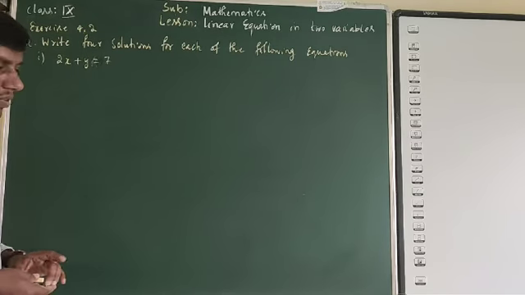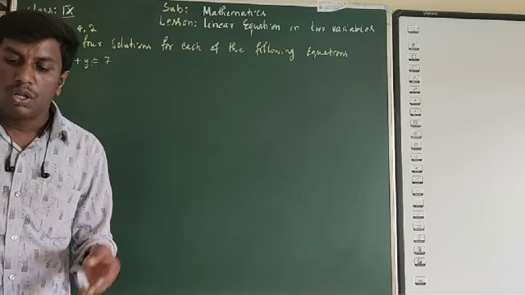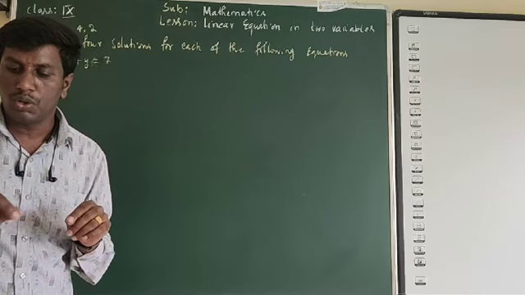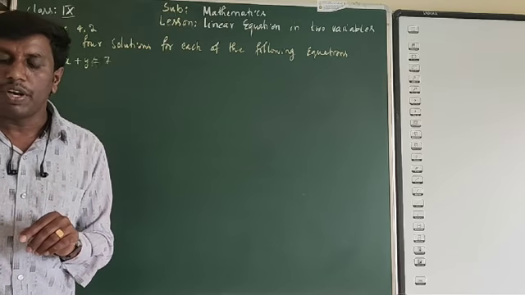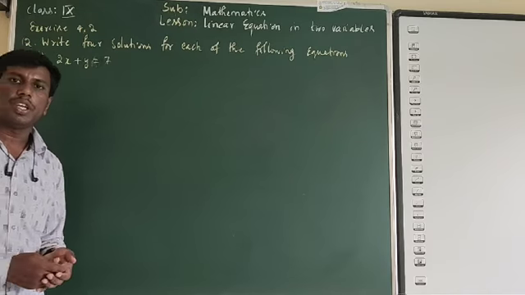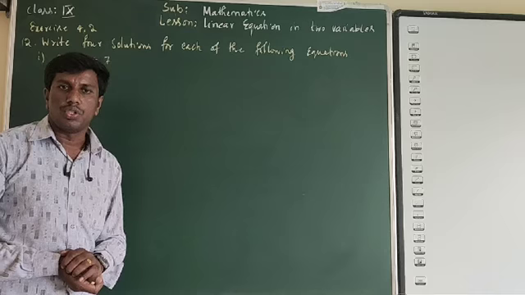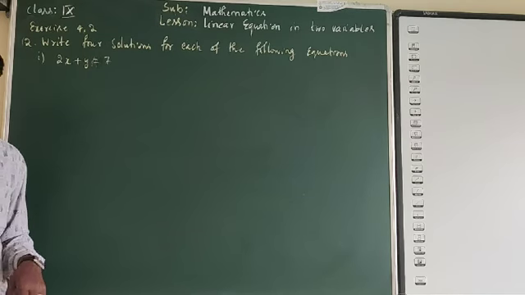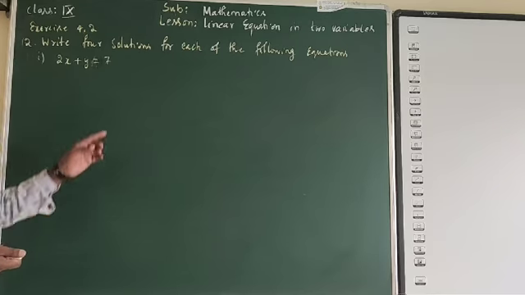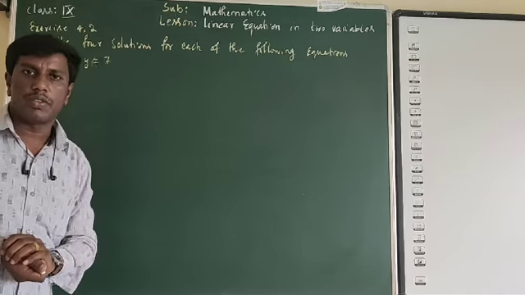Exercise 4.2. The first question is, which one of the following options is true and why? y is equal to 3x plus 5, and they have given the options: unique solution, only 2 solutions, infinitely many solutions. So what is the correct answer? Since that is a linear equation in two variables, the correct answer is infinitely many solutions. Right? The second question is, you should find the solutions. How many solutions? 4 solutions. I explained this in the last video itself.